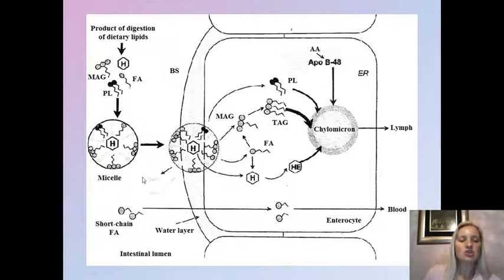Notice that short chain fatty acids do not have to be incorporated in the form of micelles, so they can freely pass the water layer and the enterocytes, and enter directly into the bloodstream and be brought to the liver, and then from the liver to peripheral tissues.